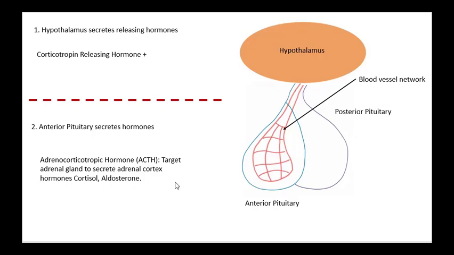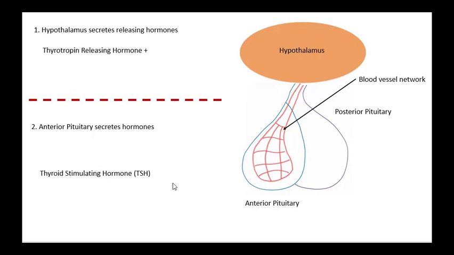Aldosterone is another important hormone that is secreted in response to ACTH. Aldosterone targets the kidneys and promotes sodium reabsorption. When you retain sodium, you also retain fluid that helps to increase blood pressure.